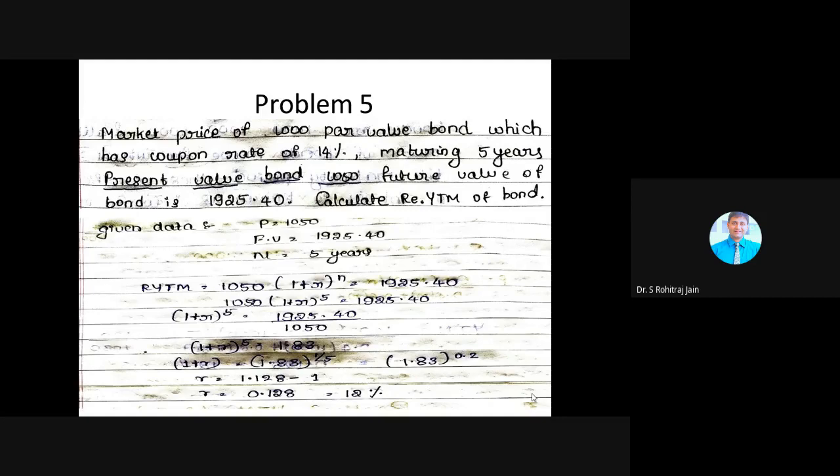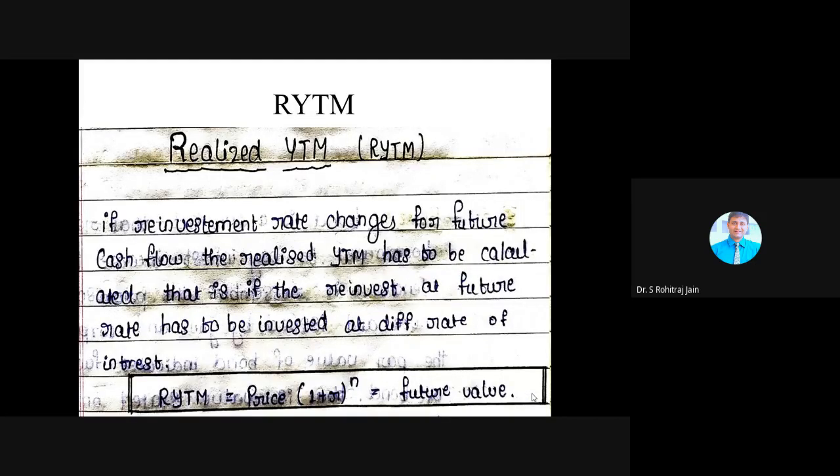Now, what they have asked me to calculate is the realized yield to maturity of the bond. All of you see, this is a bit trickier. I'll explain it. Those who are strong in mathematics can solve it very easily. Otherwise, it is a bit tricky. So, RYTM, how do we calculate the realized yield to maturity? Please see the slide here. Price multiplied by (1 plus R) to the power N, which is equal to future value.